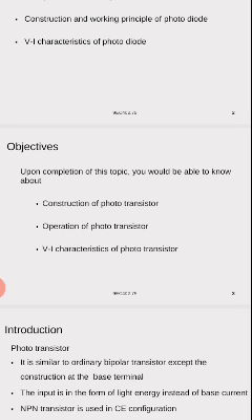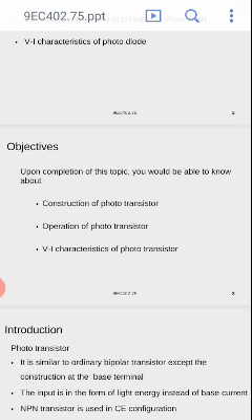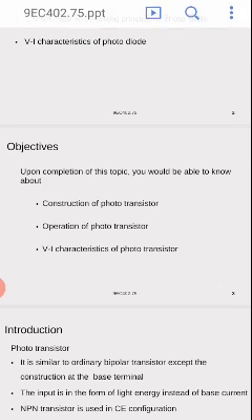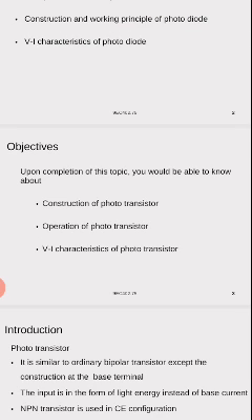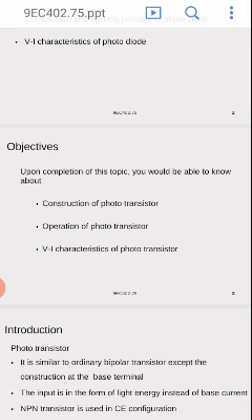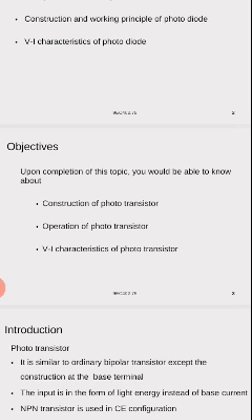In VI characteristics of phototransistor, we discuss the volt ampere characteristics of phototransistor, how they will be, and what difference there is between the normal BJT and this phototransistor.